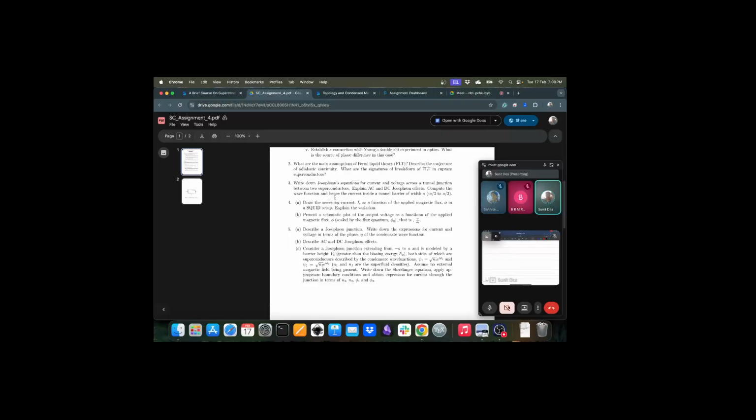Okay, the fourth question is: draw the screening current IS as a function of the applied magnetic field in a SQUID setup. Explain the variation and then present a schematic plot of the output voltage as a function of applied magnetic flux.